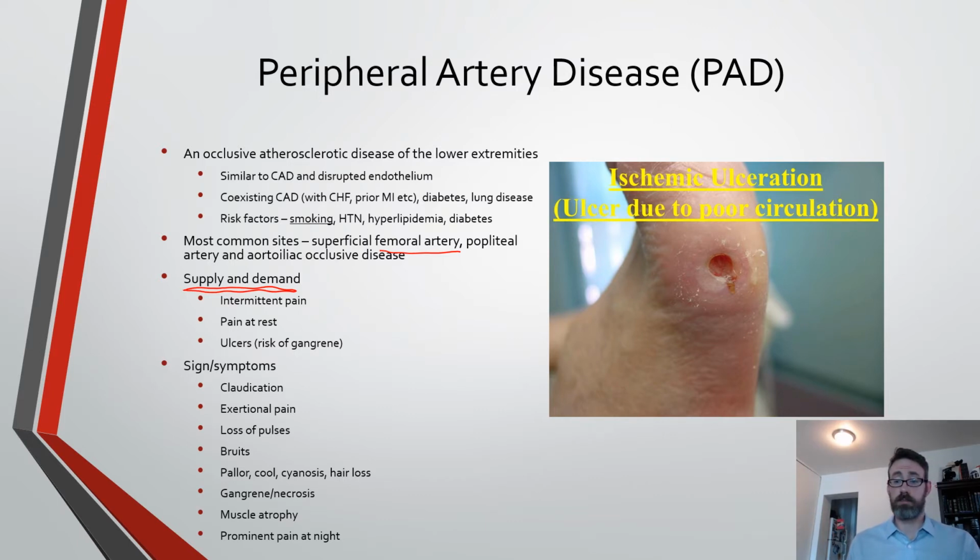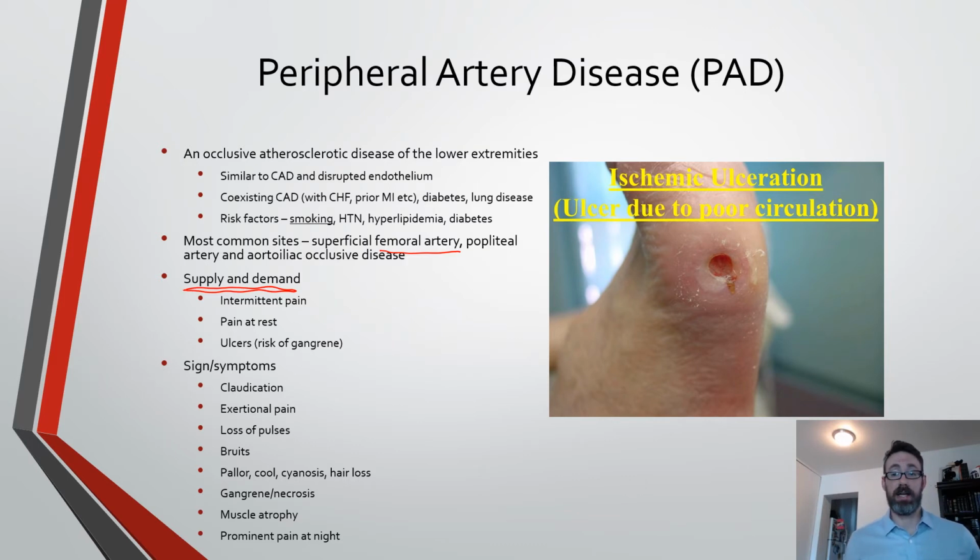They could have bruits, so you could listen to murmurs going past a constricted area of the artery. Now, since the blood is not able to reach the tissue adequately, they could have pallor, so it would look kind of pale, from the lack of blood flow. It would feel cool. This is important. It would feel cool to the touch because they're not getting that good flow of warm blood.